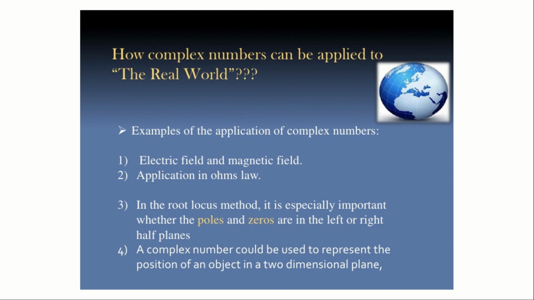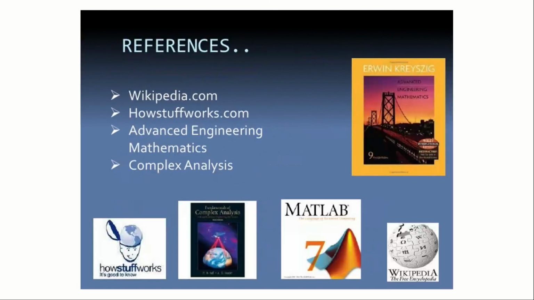In the root locus method, it is especially important whether the poles and zeros are left and right of the half planes. For example, in satellite communication systems, in mobile towers, satellite technology, everywhere this complex number system comes. A complex number could be used to represent the position of an object in a two-dimensional plane. So in order to find a plane on a globe, or a particular location, there also we can use this complex number system.